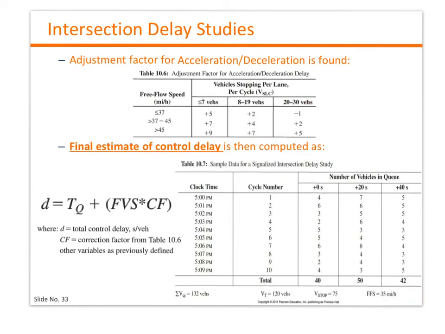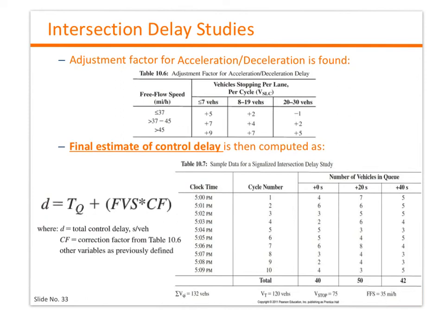The final estimate of the control delay is then computed as follows: D, the total control delay in seconds per vehicle, is equal to TQ that we measured previously, plus FVS, which we measured in slide 32, times CF, which is the correction factor from this table right here, 10.6.